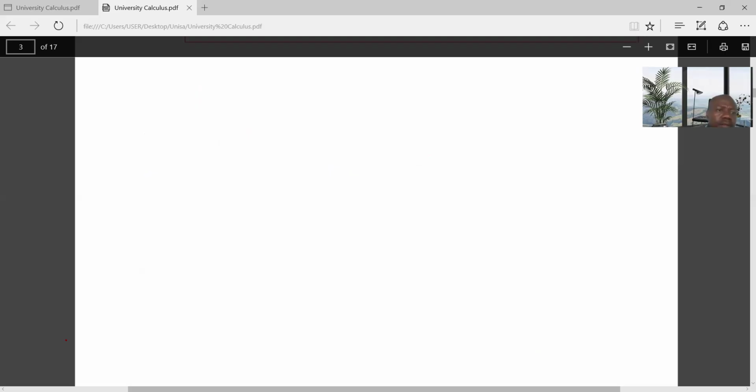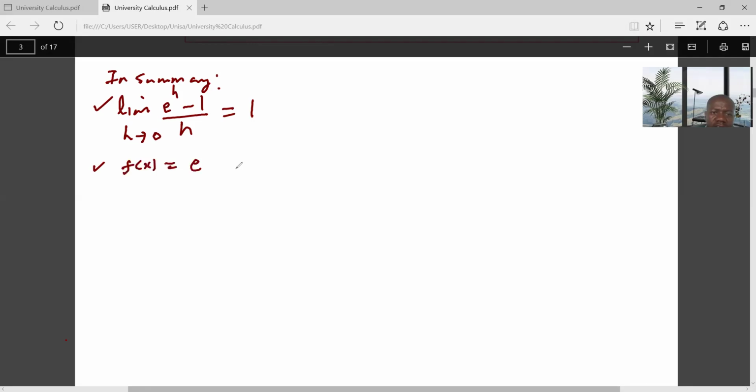In summary, we've seen that the limit as h approaches 0 of (e to the exponent of h minus 1) over h becomes 1. Number 2, we know that when f of x equals e to the exponent of x, the derivative of e to the exponent of x is just e to the exponent of x.